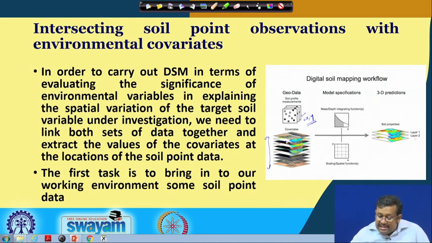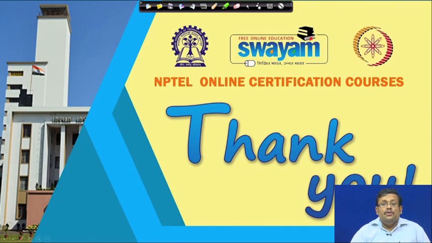Now, once we get this, we will use it in the spatial prediction model using some mathematical function to produce the 3D maps of soil for that particular property. So, this is in a nutshell the workflow in digital soil mapping, and so we have covered the basic overview of digital soil mapping.